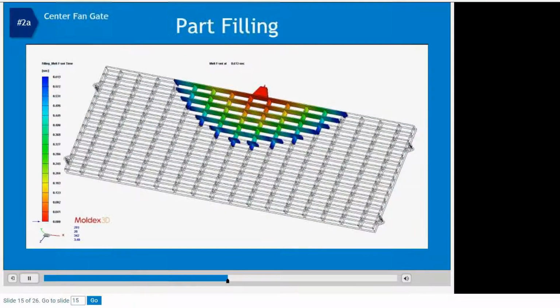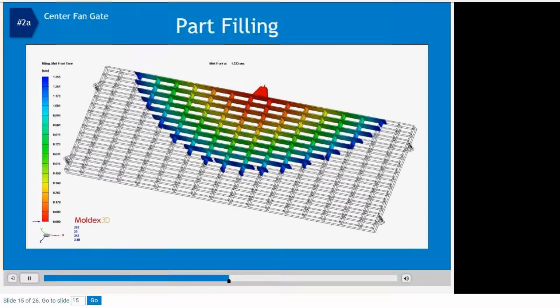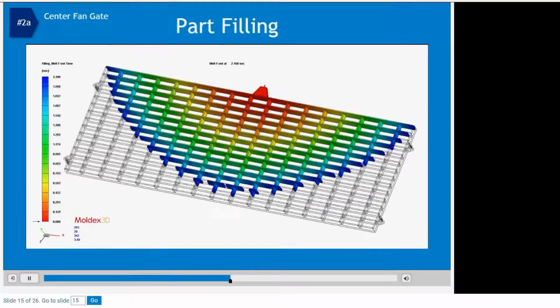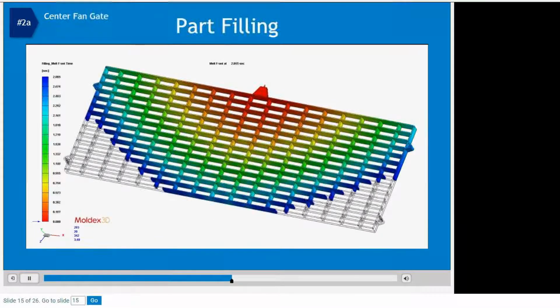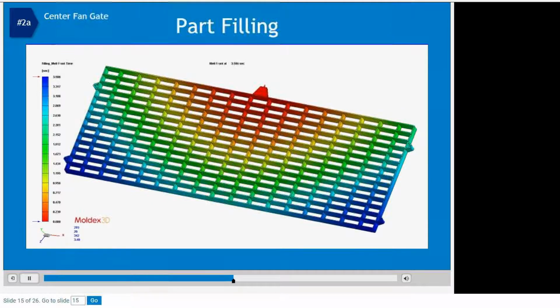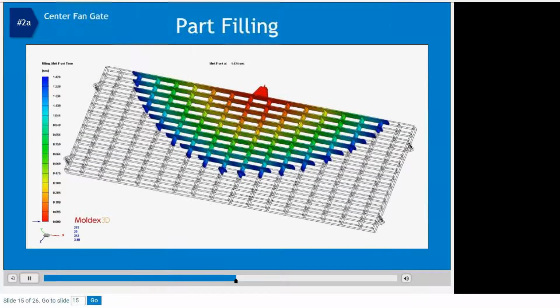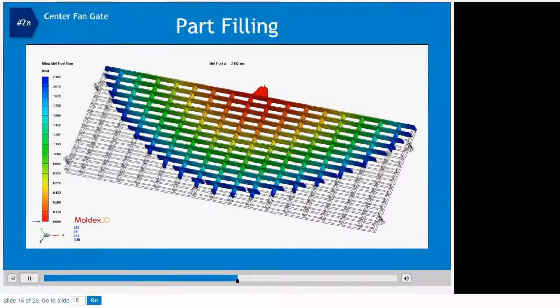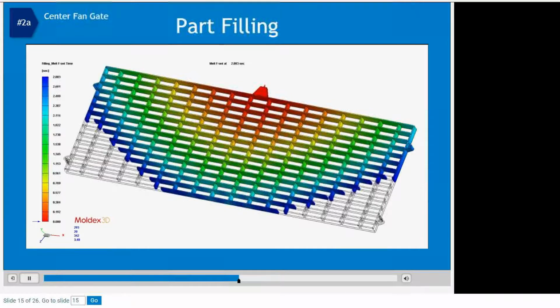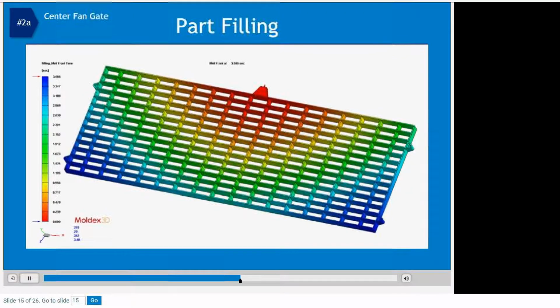The fill pattern with a single center fan gate indicates that the rib structure in the center region races ahead and the corners of the part are the last to fill. This could be an issue depending on the material that is used for the part. For example, if the material is fiber filled, the fiber orientation near the gate and away from the gate will be quite different and can result in mechanical strength variations and part warpage.